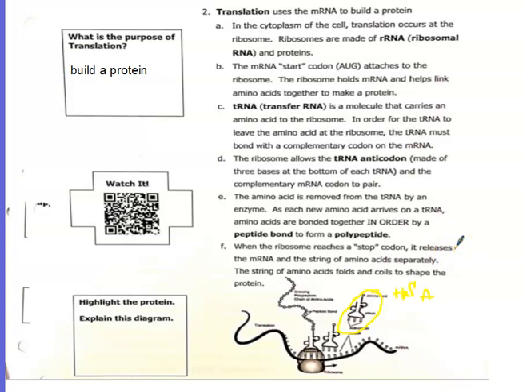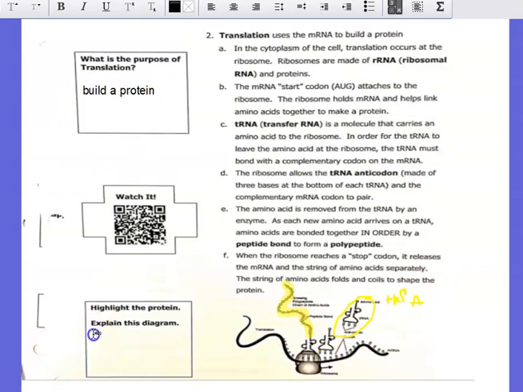So again, with translation, you're just making the protein. So the tRNA brings the amino acid over, deposits it. The order is what determines the protein. So the protein is all of these little circles, the actual assembled amino acids. In this diagram, what's happening is translation. So the protein is being assembled.